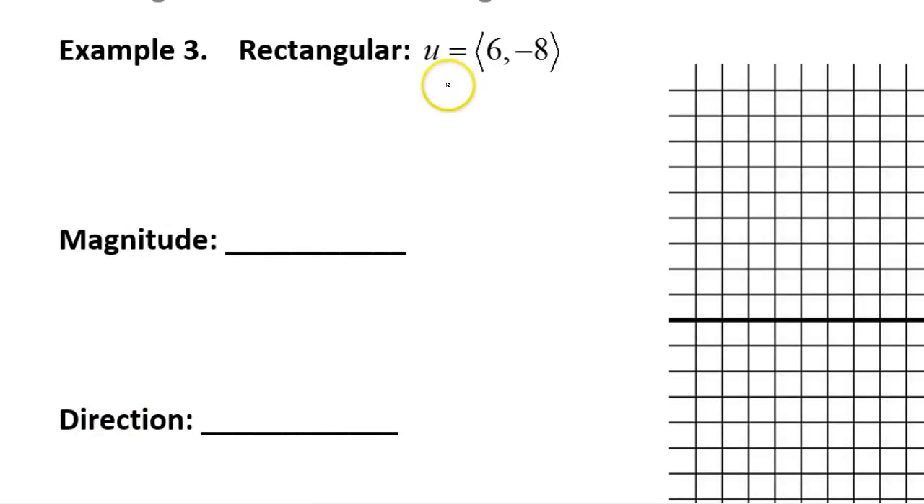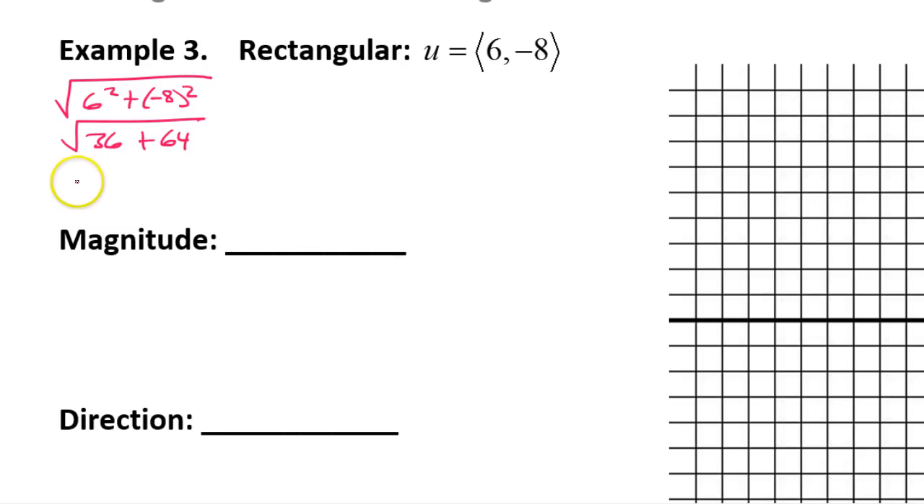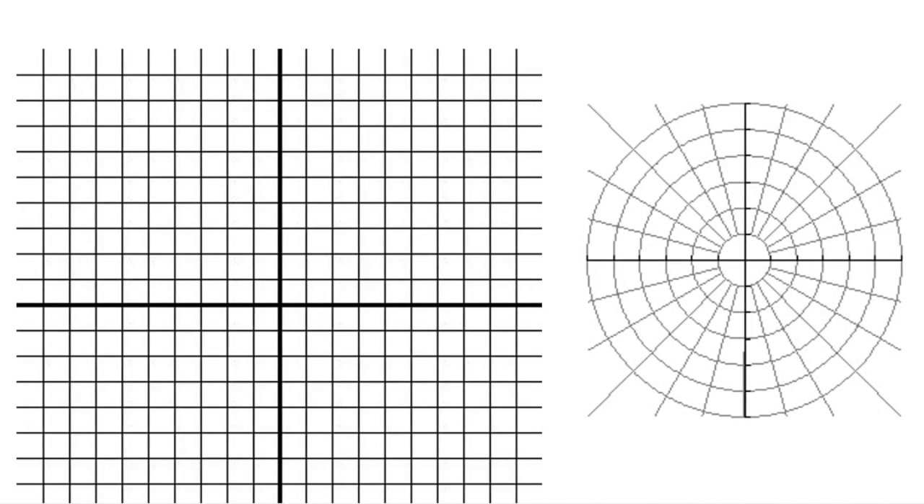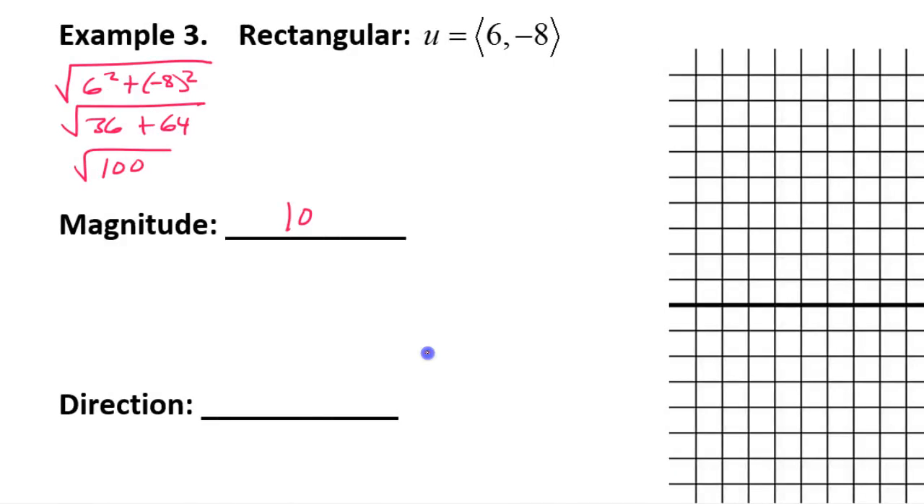Example 3. Let's go again. We are given component form, rectangular coordinates. We can easily find the magnitude by doing 6 squared plus negative 8 squared. So that's going to be 36 plus 64. That's going to be the square root of 100. So the magnitude is 10. Not sure how that's going to fit on my graph over here. It's too big. Anyway, we'll do our best.